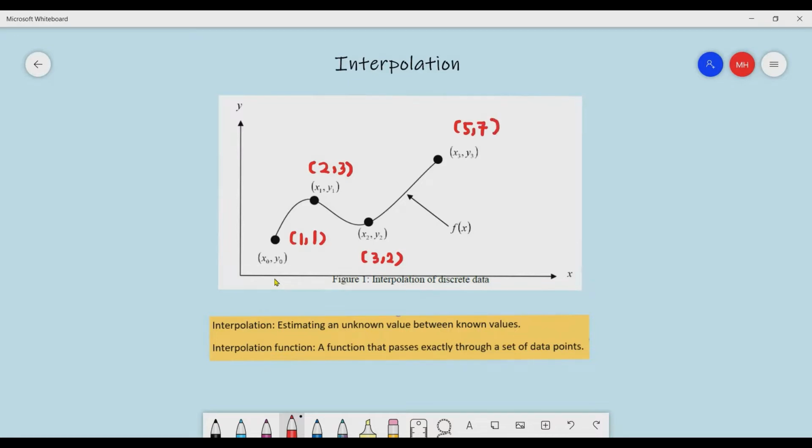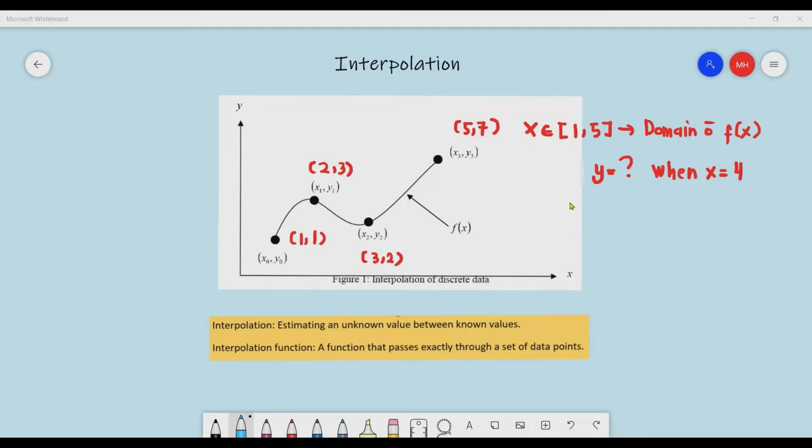And if you notice here, x is from 1 to 5. This is what we call the domain of f(x). Let's say you want to know what is the value of y when x equals 4. As you notice, 4 is within the domain, right? So we are able to know the y when x equals 4 by using this interpolation. In other words, interpolation is estimating an unknown value between known values.